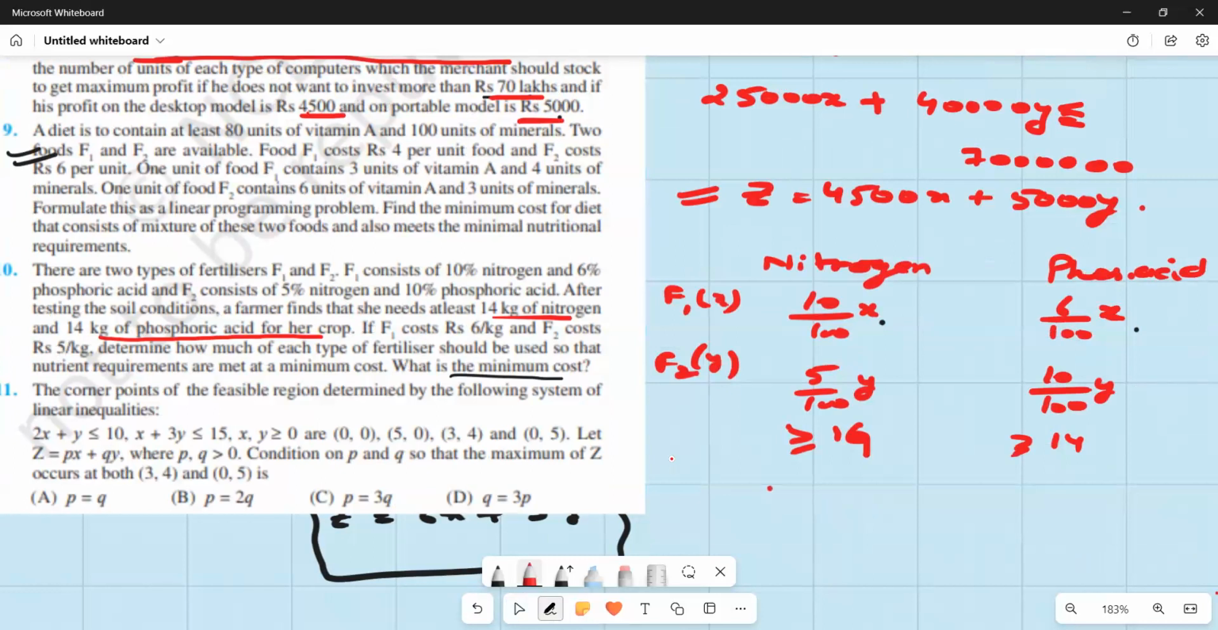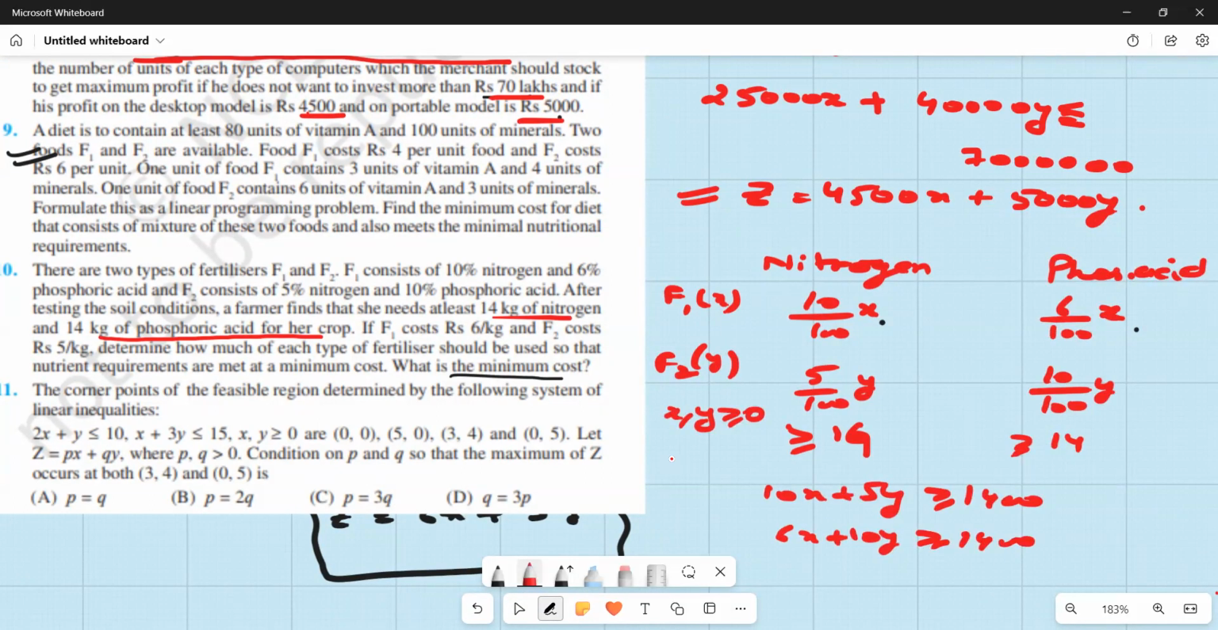10x plus 5y is greater than or equal to 1400. First condition: x, y are positive from here because kg can't be negative. And the second one is 6x plus 10y, that is greater than or equal to 1400. I have taken the LCM. So these are the two conditions.